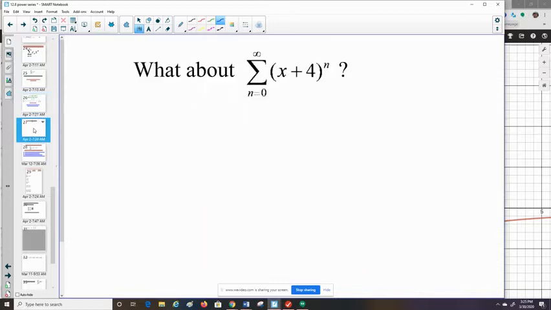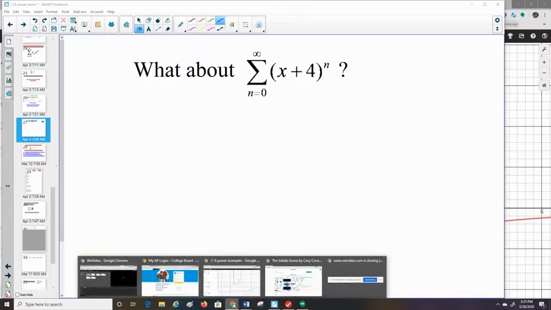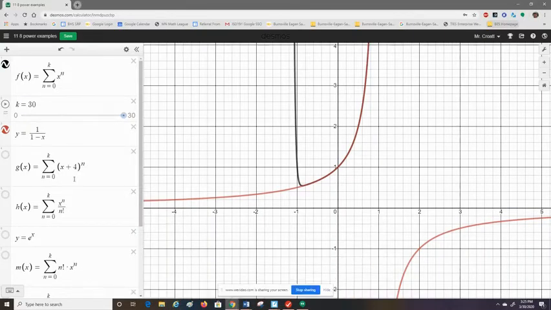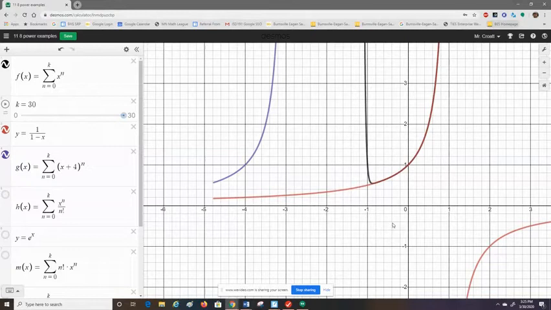power series. If I say, what about this one? This one looks awfully familiar. It's basically the same thing, except I replaced the x with an x plus 4. And so we can even think back to what you learned in pre-calculus. If I replace the x with an x plus 4, it's going to do a transformation. It's going to take exactly the same graph and move it 4 units. We can see there it is. It's the same graph as the black graph.